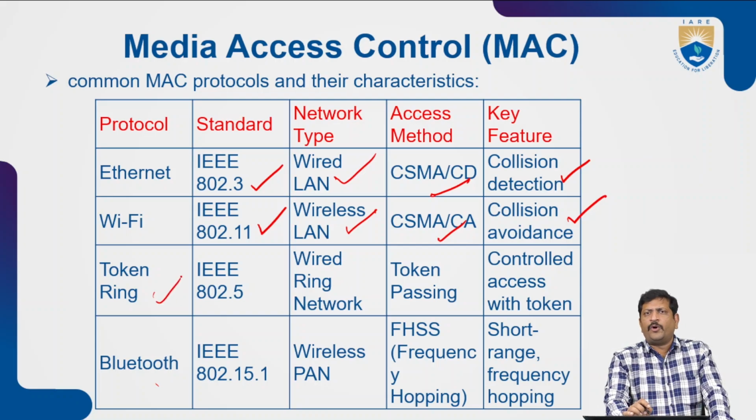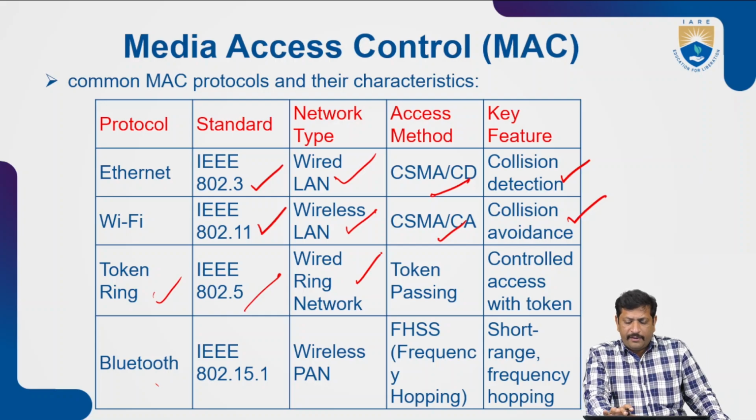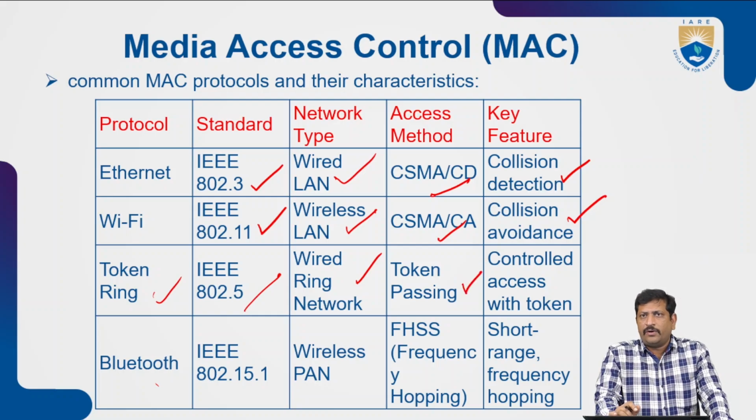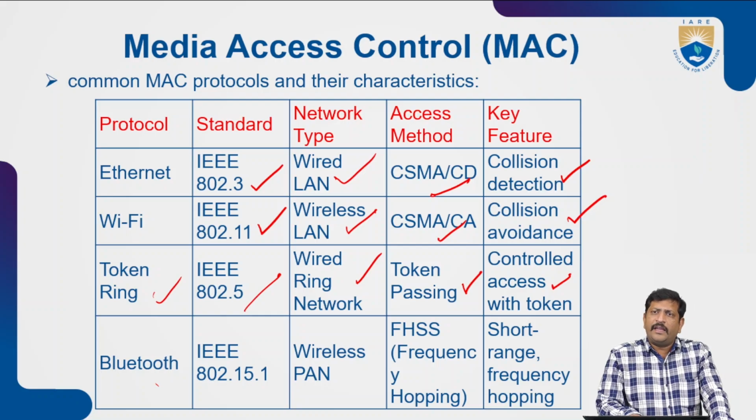For the token ring protocol, the standard we are using is IEEE 802.5. It is used in a ring network. Tokens are processed, that means the collection of packets in the form of tokens is transferred from one device to another device. Access is controlled with these tokens; with the help of the token, access can be controlled in communication.